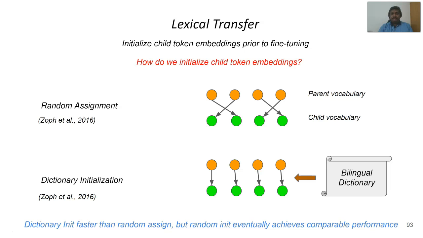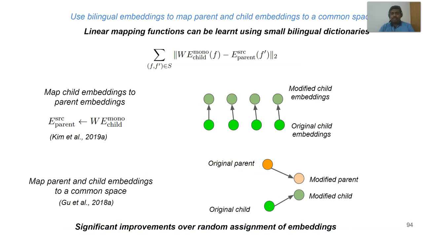A better way is, if you have access to a bilingual dictionary between the parent and the child languages, then we can assign the parent's embeddings to the corresponding word in the child language. In terms of performance, the dictionary initialization is of course faster than the random assignment in terms of convergence, but eventually the random assignment also achieves comparable performance. However, when we use a bilingual dictionary, we are limited by the dictionary we have.